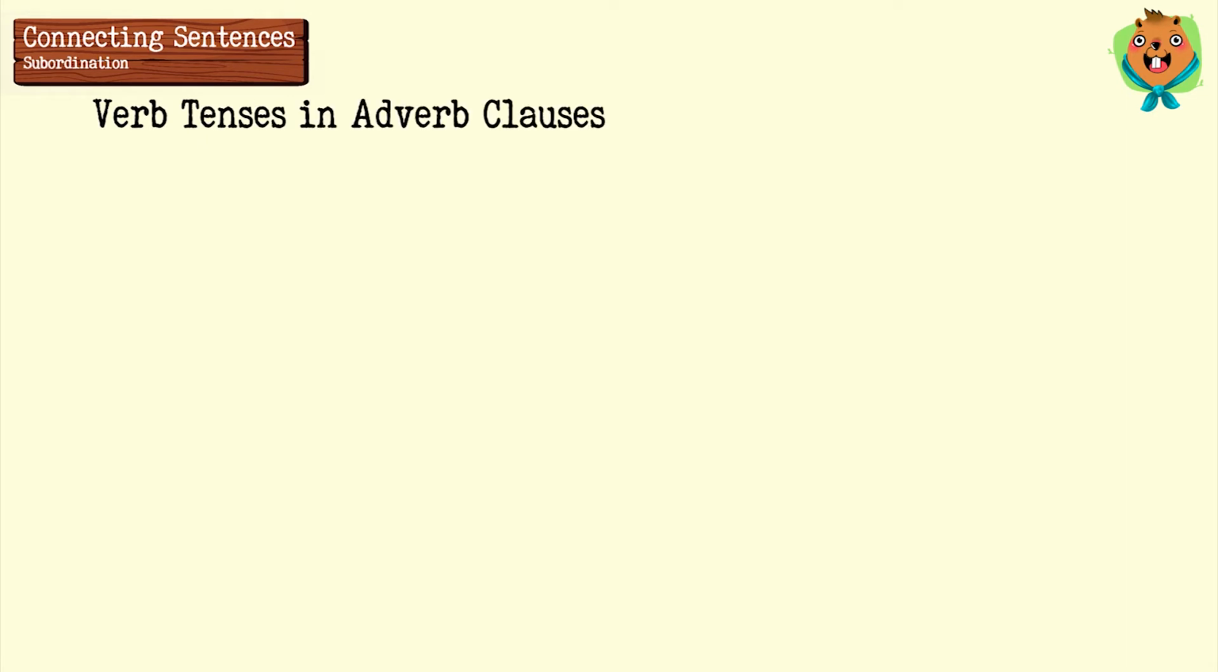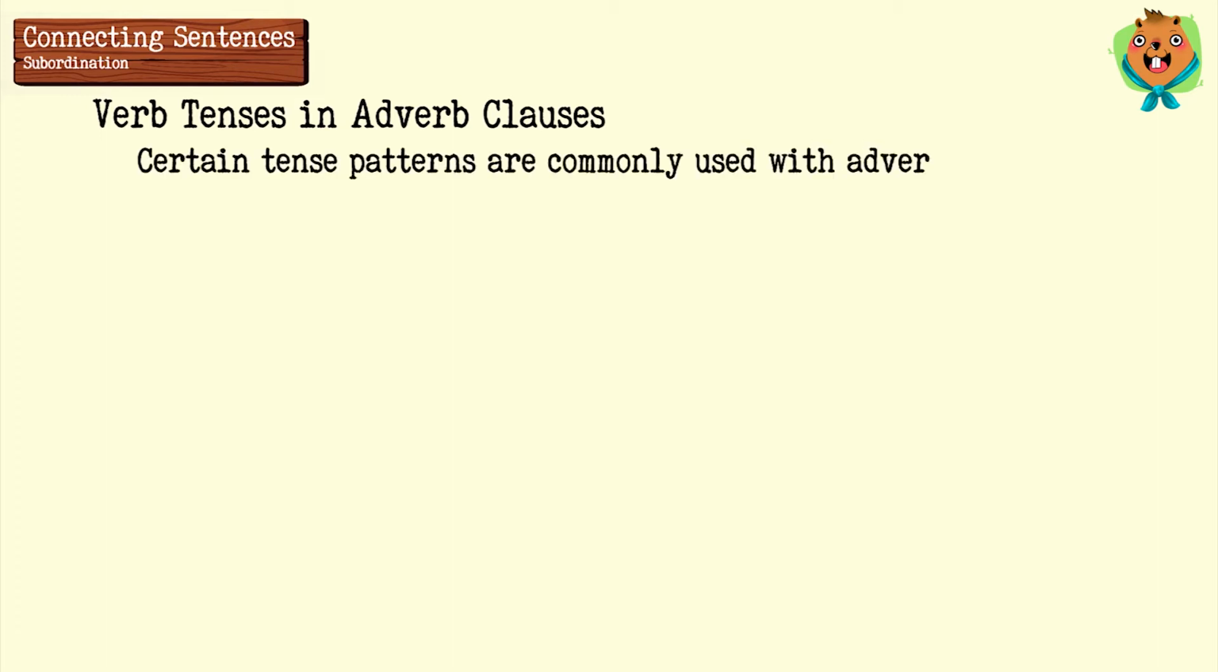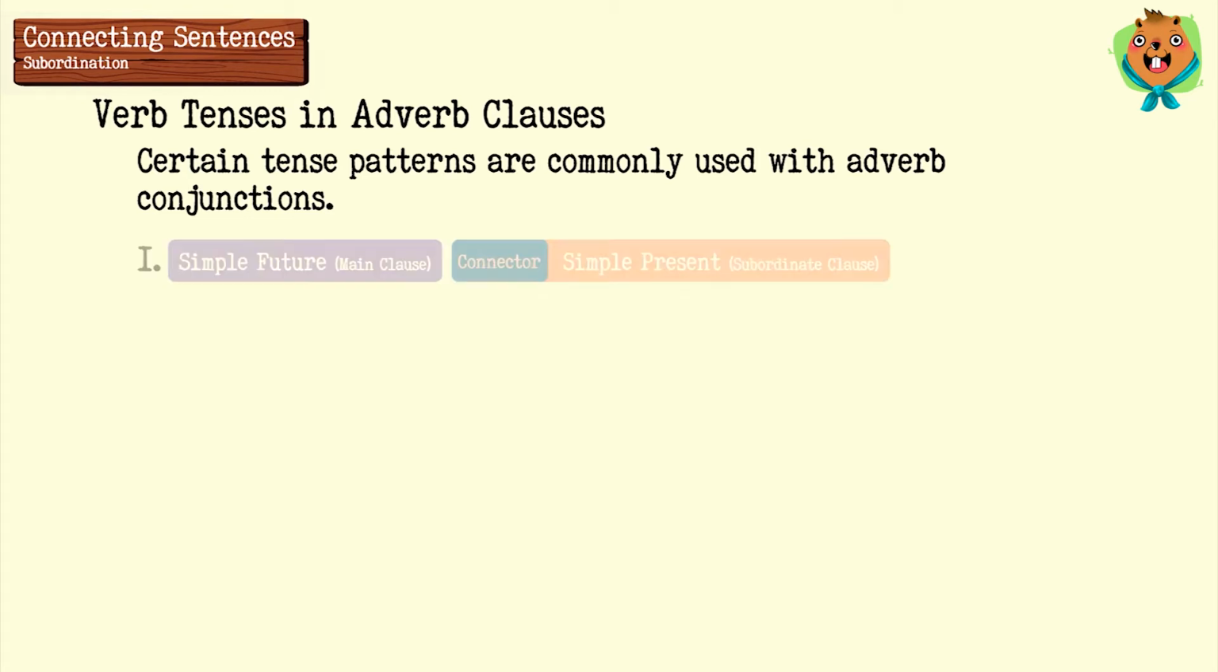Verb tenses in adverb clauses. Even though meaning and context are important factors in the use of verb tenses, there are certain tense patterns which are commonly used with adverb conjunctions. We're going to look at some of these patterns here. Pattern 1. Simple future in the main clause and simple present in the adverb clause.